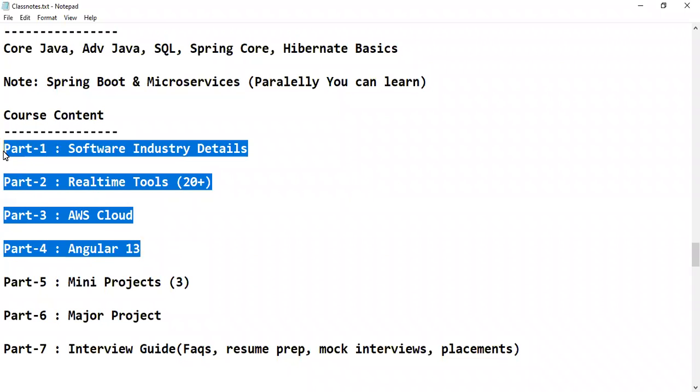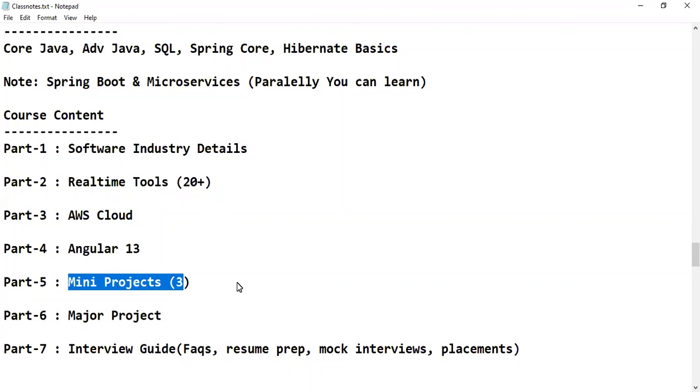Once we complete all these things, then we need to develop mini projects to improve our coding skills, to understand how a requirement will come in real time, how to analyze that requirement, how to develop it, how to deliver it to the client, how to deploy, how to test it, how to think like a real-time programmer. All those things we are going to learn as part of the mini projects development. And we are going to discuss and develop one major project that you are going to keep in the resume to attend the interviews.